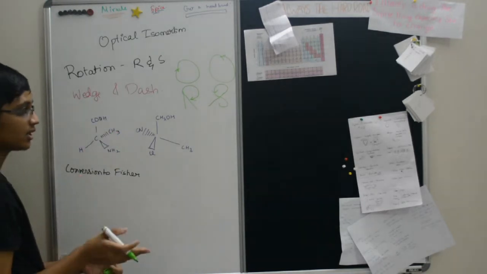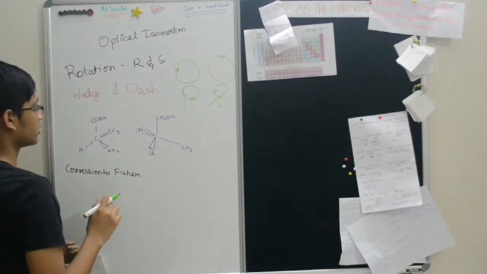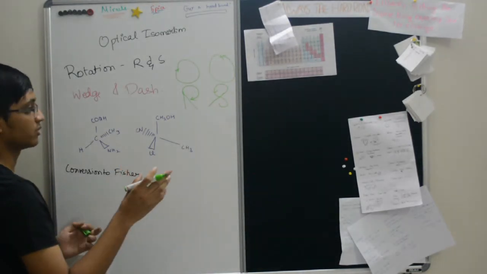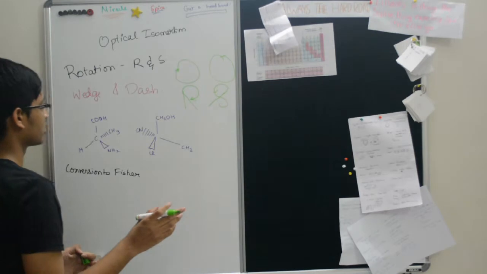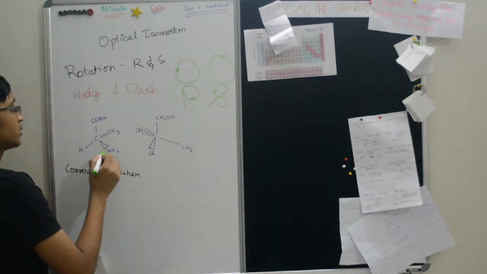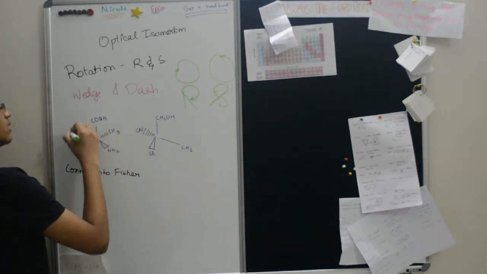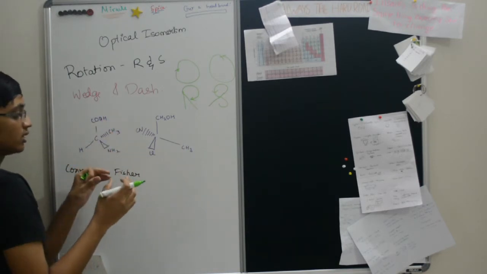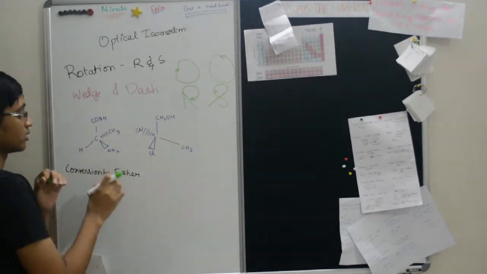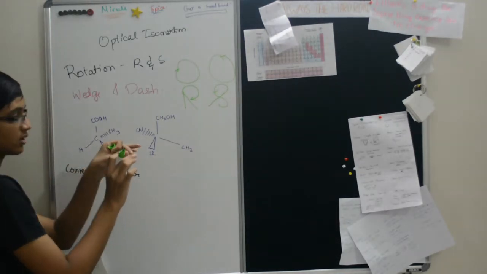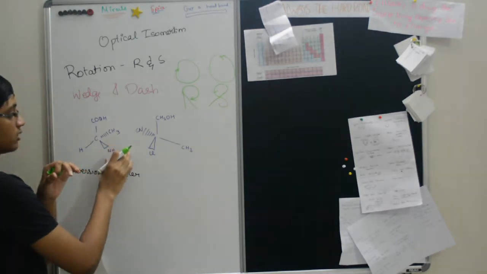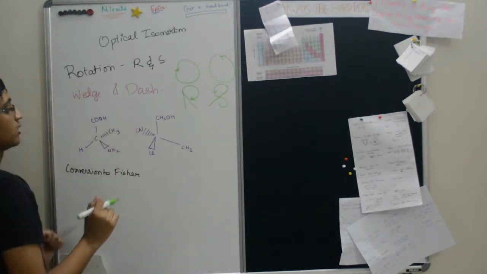So in wedge and dash, what you should basically do is, you know the CIP rules, which tell you to go from the highest atomic number. A similar concept will be used here. So I have a compound over here. This is a 3D sp3 configuration, tetrahedral. So two will come like this and two will be in front, and this right here is in front and this is behind, right?